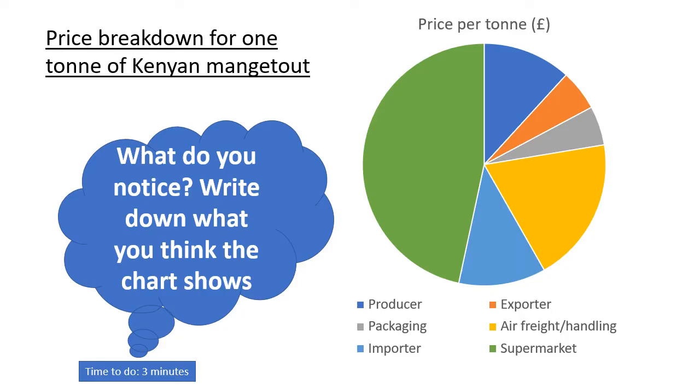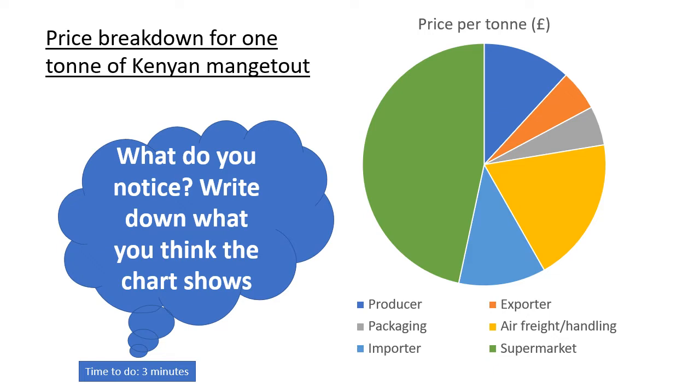Okay, a pie chart on the screen. Hopefully you're familiar with how they work. This is the price breakdown for 1 ton of Kenyan Mange 2. First thing I'd like you to do is look at it, look at the key, and just write down a single sentence, a single summary of what you think it shows. What are the key points you can take from that pie chart? Should just take a couple of minutes. Pause now and have a little look.